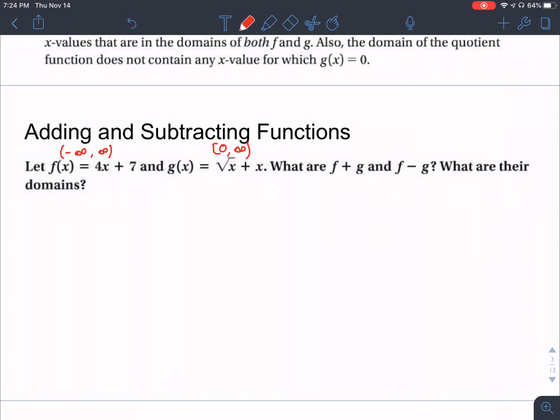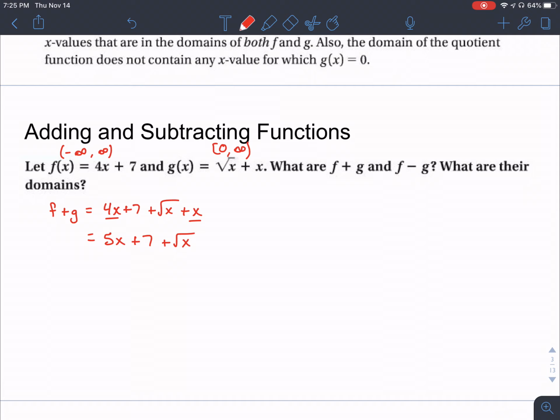So if I go to add f and g and subtract f and g, I would get f plus g is equal to 4x plus 7 plus the square root of x plus x. Notice all I'm doing here is adding f of x to g of x. All right. Simplifying is very simple. We combine like terms. So 4x plus x gives you 5x plus 7 plus the square root of x.